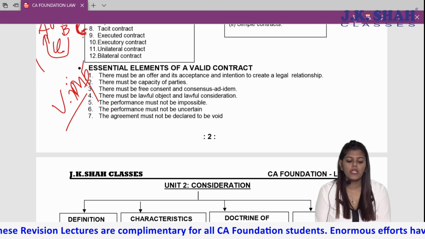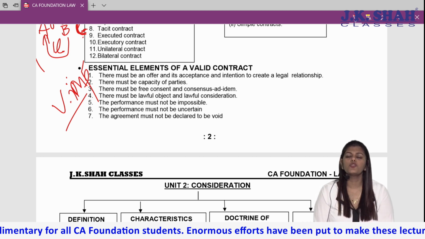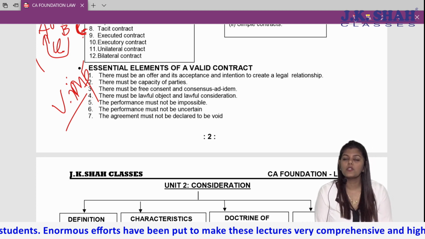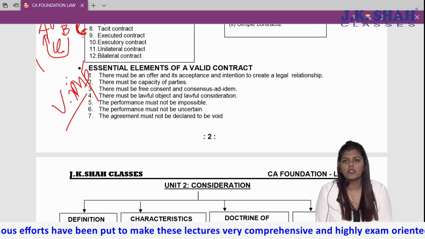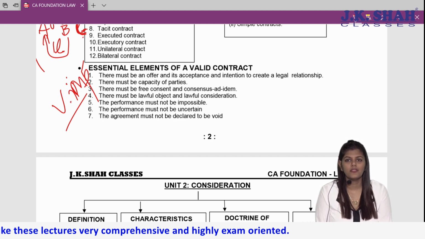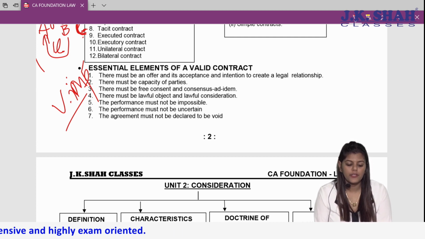Second one, there should be capacity of parties. There should be a minimum of 2 parties. Both the parties should be competent to enter into a contract. You know that there are some parties which are incompetent, minors, persons of unsound mind. So if a contract is made with them, will it work? No, it will not work. So for a valid contract, the parties should be competent.